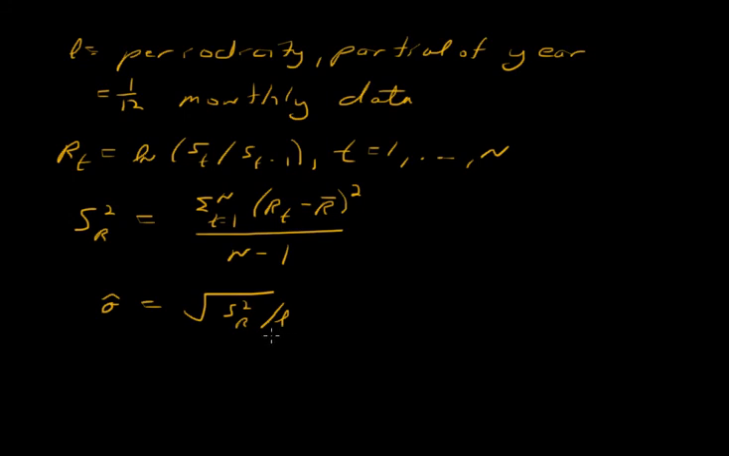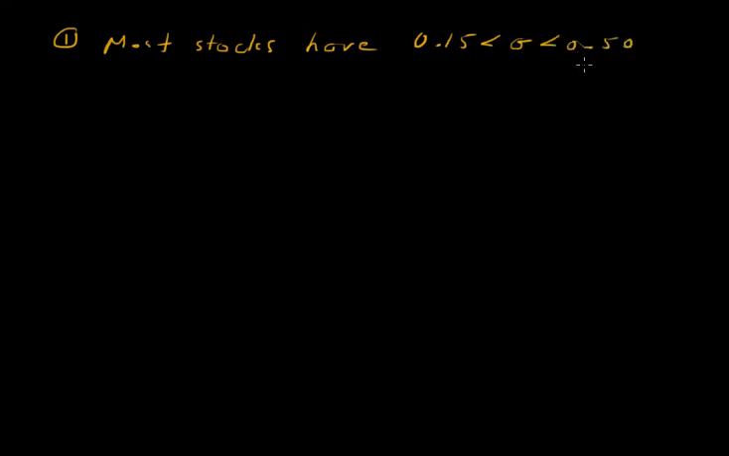Okay, some things to note. Number one, if you're trying to figure out if the answer you got seems reasonable, well, most stocks have a sigma between 0.15 and 0.50. Something to keep in mind.